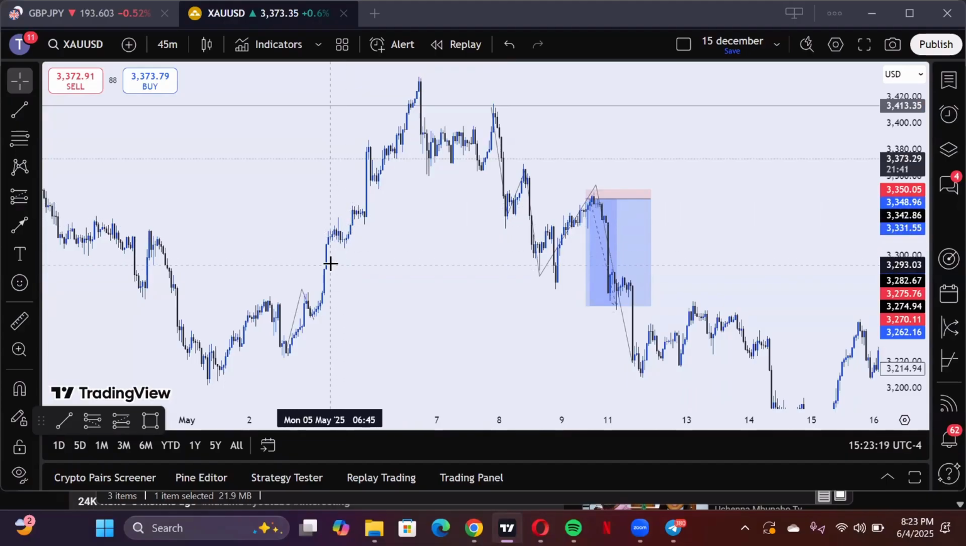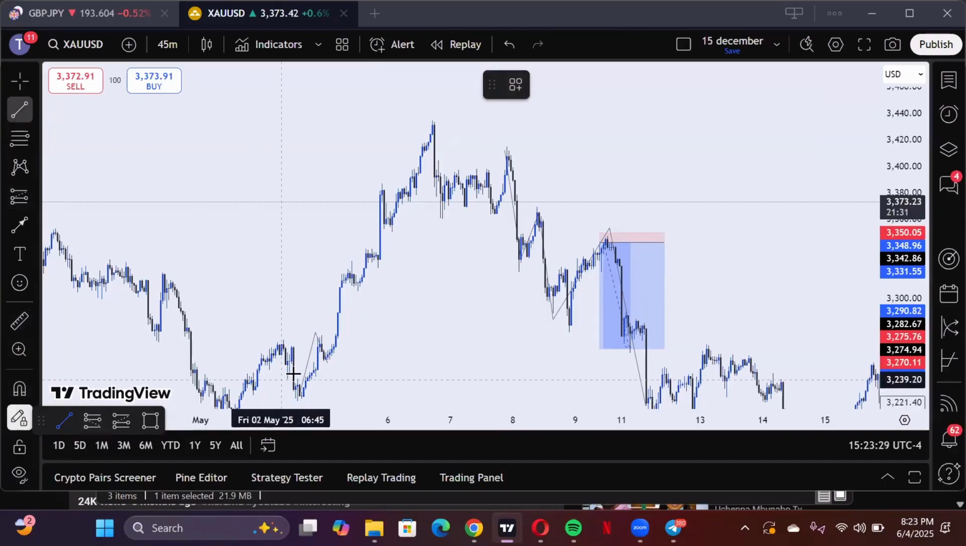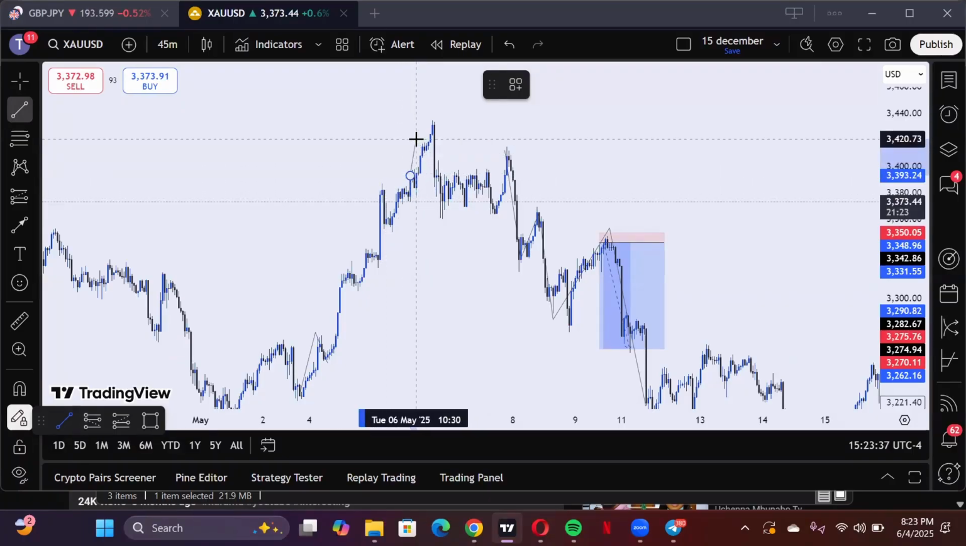making a series of higher highs and higher lows. So the whole uptrend continued, making higher highs, higher lows, higher highs, higher lows, higher highs, higher lows. So this was what the uptrend was made up of. You can see it: higher highs, higher lows. So the whole trend continued. So this was the last high, this was the last low.